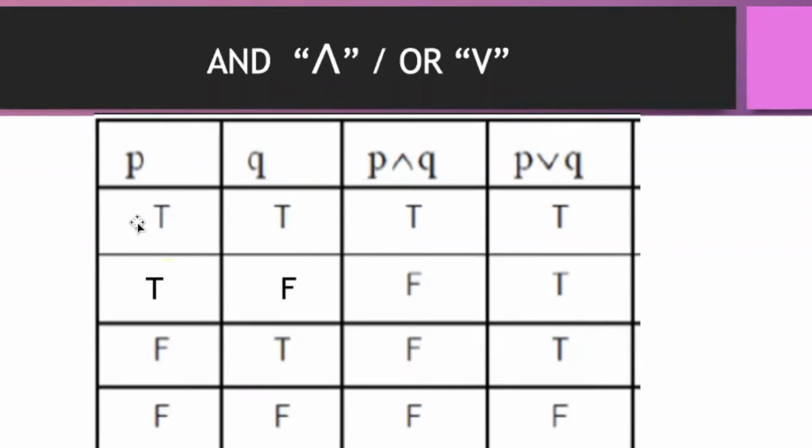So if I have two true for an AND gate, P and Q, I would have a true. If I have a true and a false, then I'll have a false. If I have false and true, then I will have a false. And if I have two false, then it will be a false.